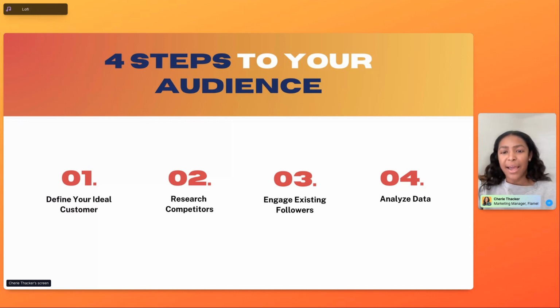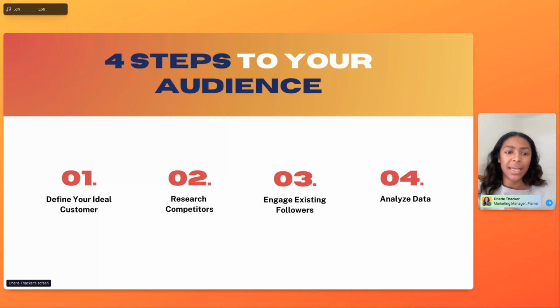Step number 2 is research competitors. What audiences are being targeted, how are they being targeted, and what works for them? Trying to find your competitors and doing a little bit of research on them is always the best way to find out how to find your audience, and then tweaking it to be more on brand for you.